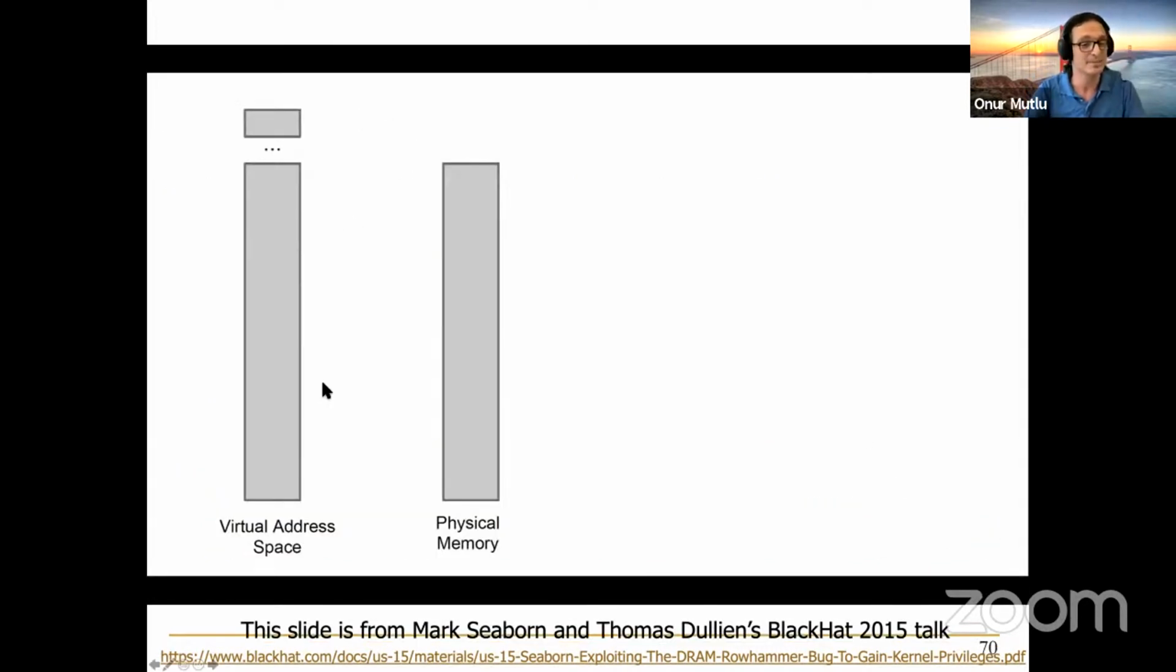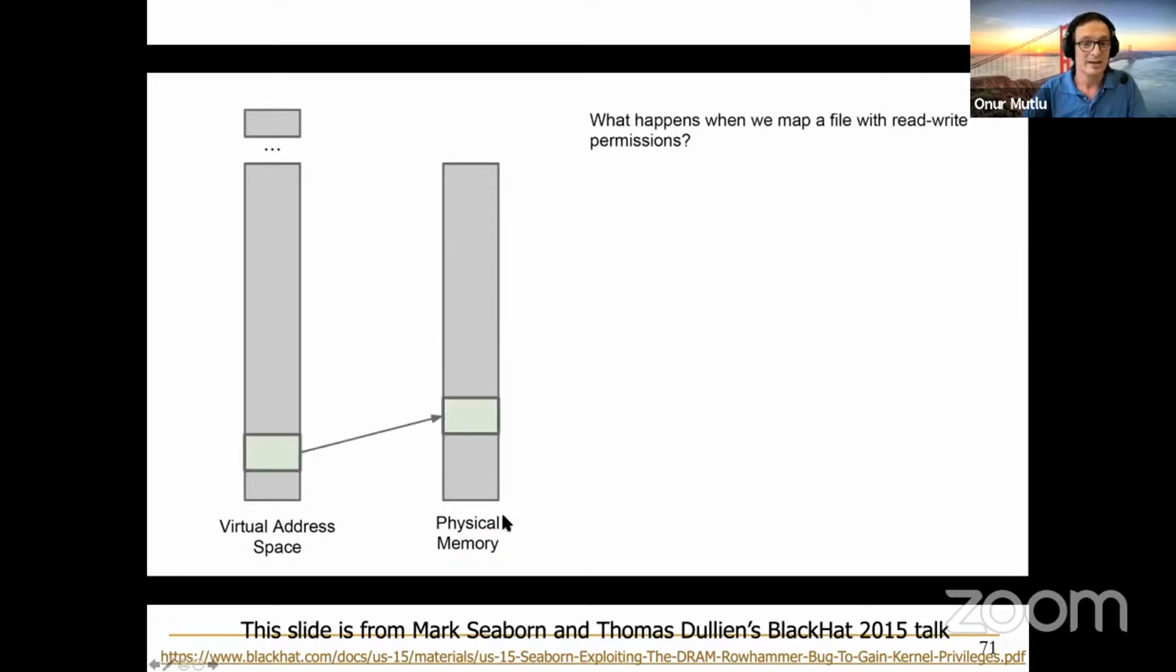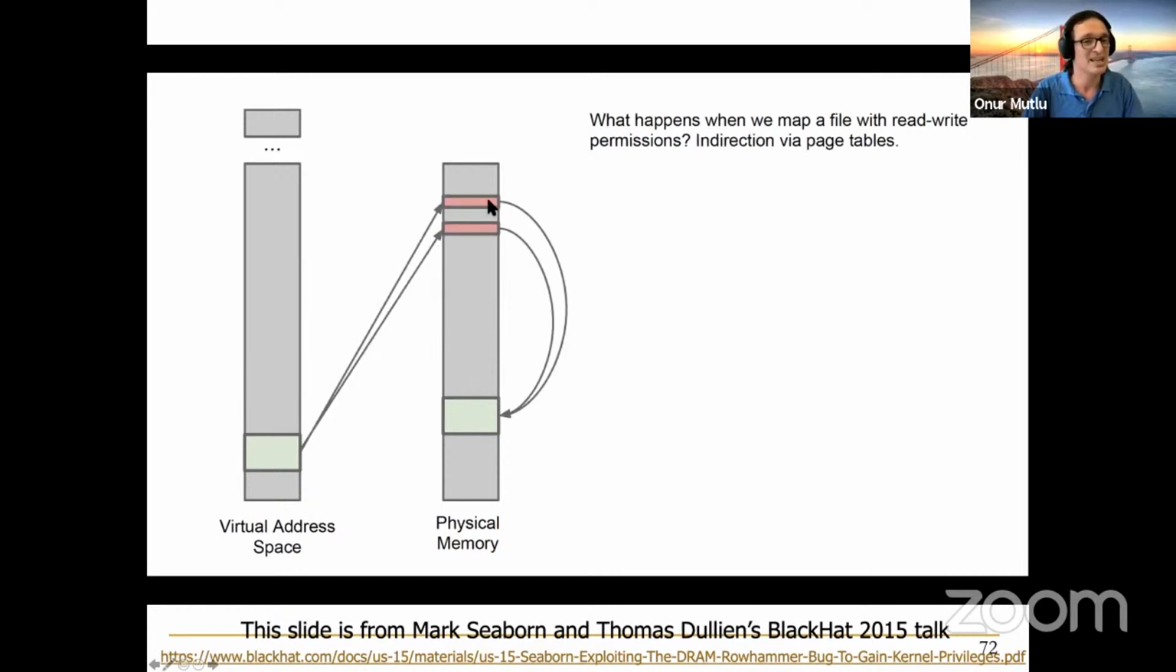So this is the virtual address space. This is physical memory. And then they ask, what happens when we map a file with read-write permissions? So the file gets mapped over here. As one of you asked the question, what happens when you do a file IO? The part of the file that you're accessing, a 4 kilobyte portion, gets mapped to physical memory. What else happens? Well, page tables also get mapped to physical memory. And the page table basically provides you read-write permissions and indirection to that file. Okay, now we're going to be clever.